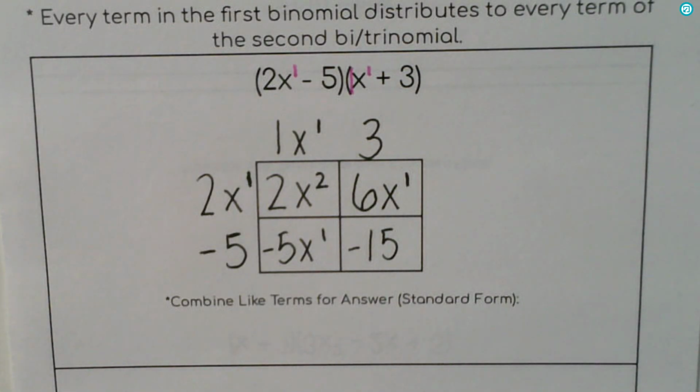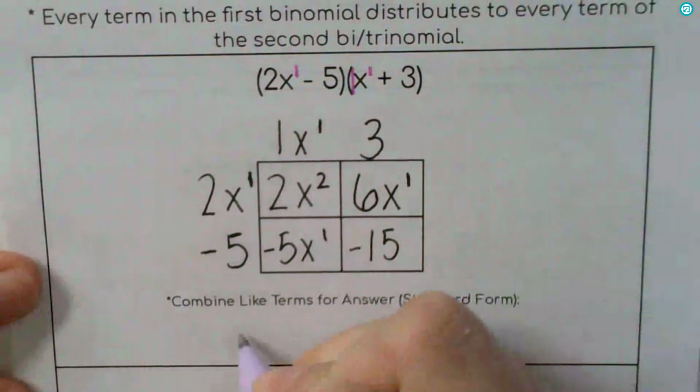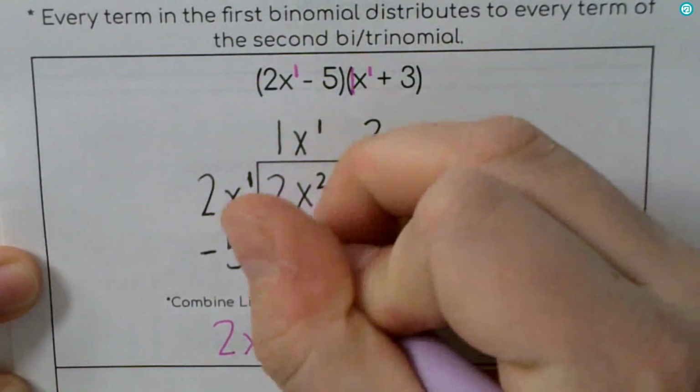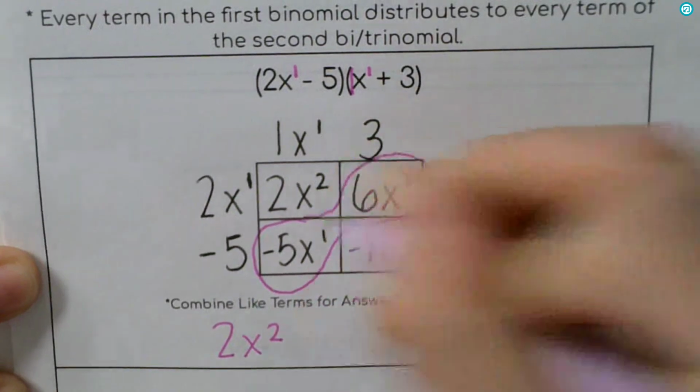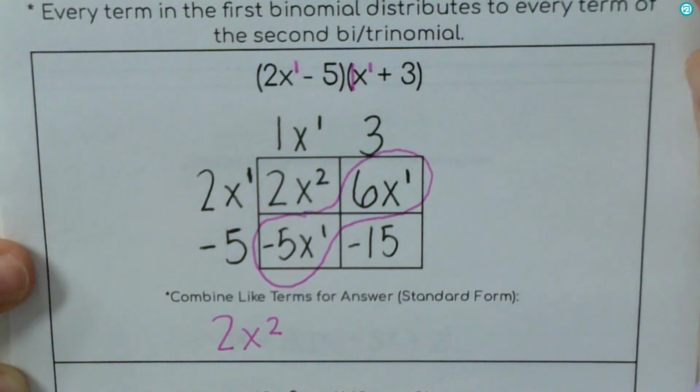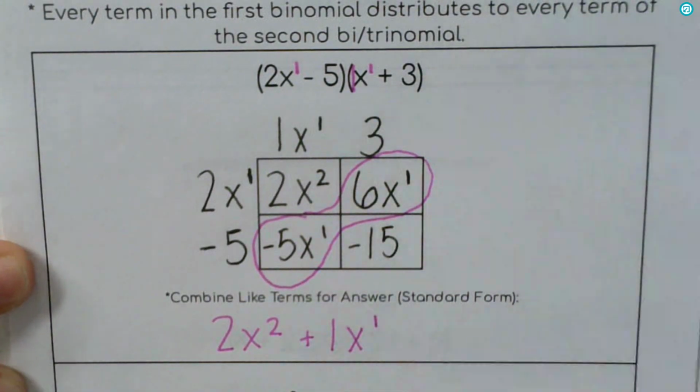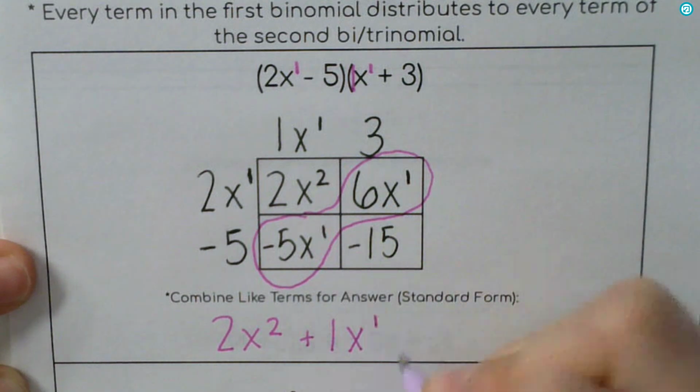Okay, so this is kind of like an organizational strategy to make sure that every term gets multiplied by every term. Because 2 times 2 is 4, I've got my 4 pieces of my answer. Then, to write my final answer, I have to pull it all out of the boxes. I need to combine like terms if there's any like terms, and I need to put it in standard form. So my 2x squared is going to go first, because that's my highest exponent. And then this negative 5x to the first and this 6x to the first, they can combine together. Negative 5 plus 6 is 1. So I have plus 1x to the first. And then I still have my minus 15.